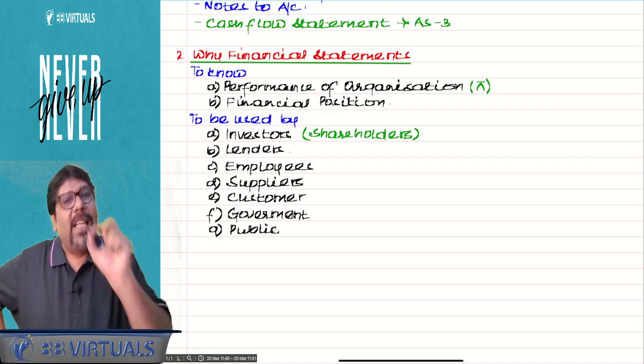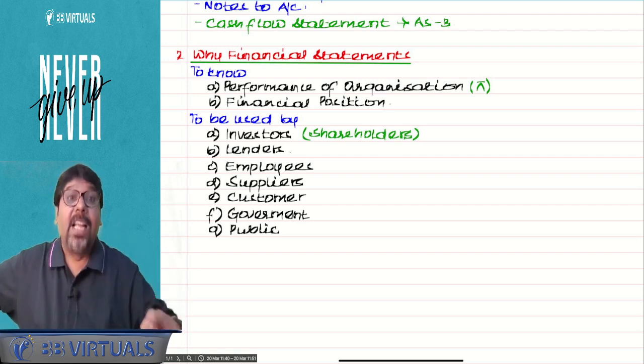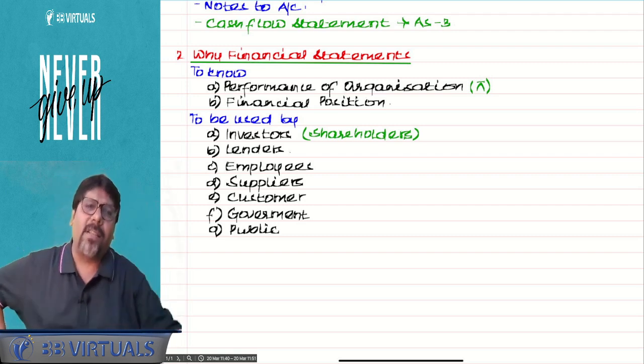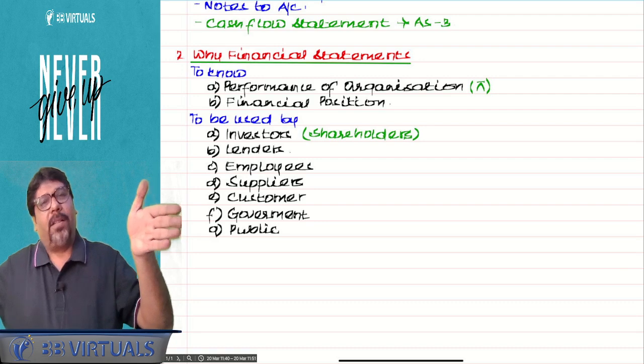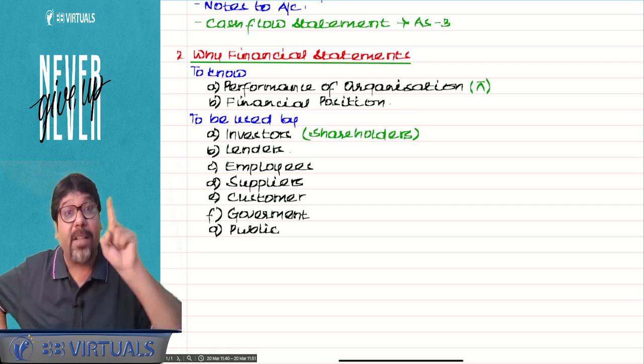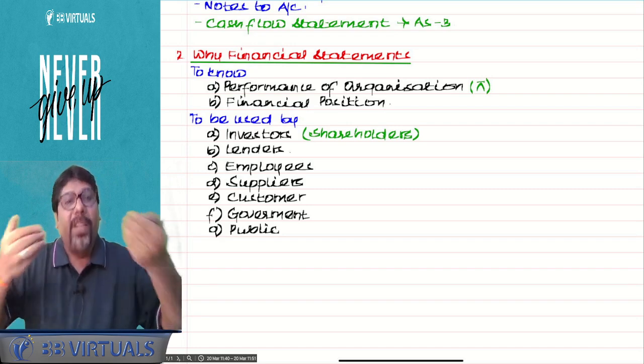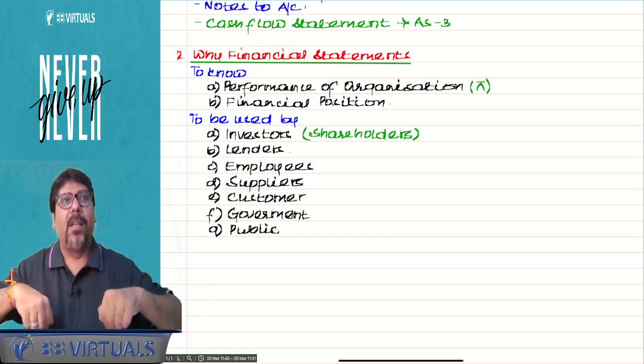These seven people. Now tell me, you should prepare financial statements in such a way that you understand or they understand? They should understand. Exactly. Remember this point. We are preparing financial statements for these seven people to understand. We are not preparing financial statements so that we understand.